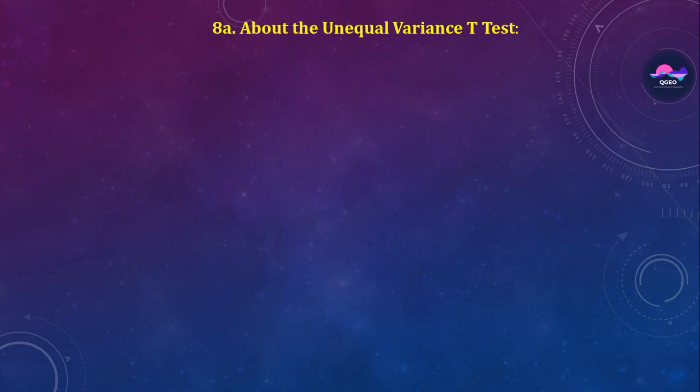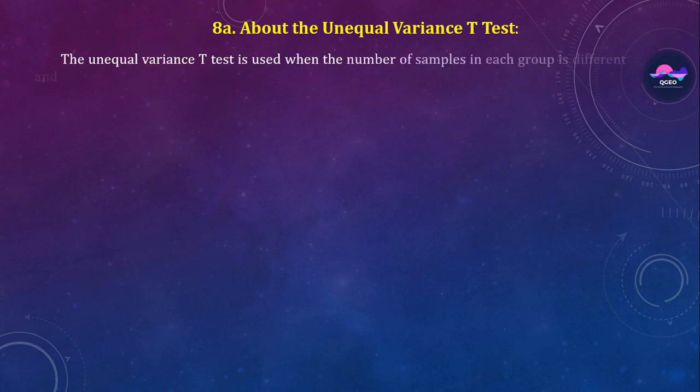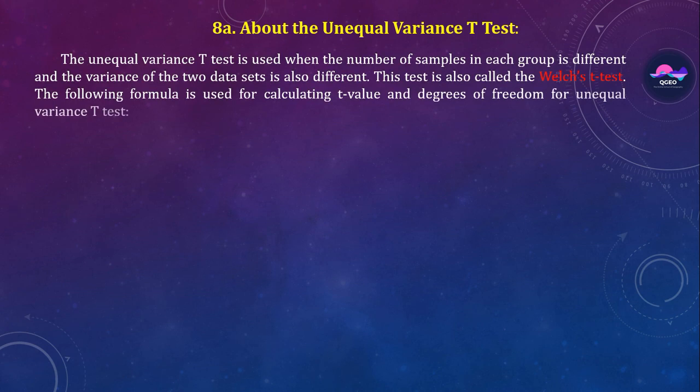About the unequal variance test. The unequal variance t-test is used when the number of samples in each group is different and the variance of the two data sets is also different. This test is also called Welch's t-test. The following formula is used for calculating the t value and degree of freedom for the unequal variance t-test.